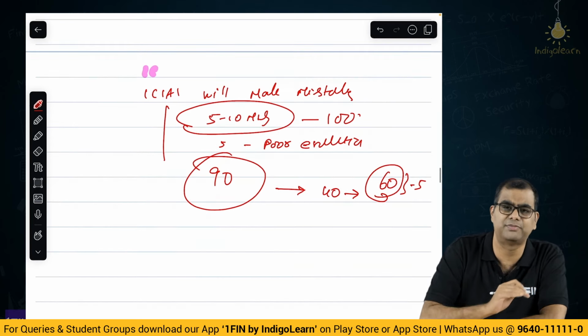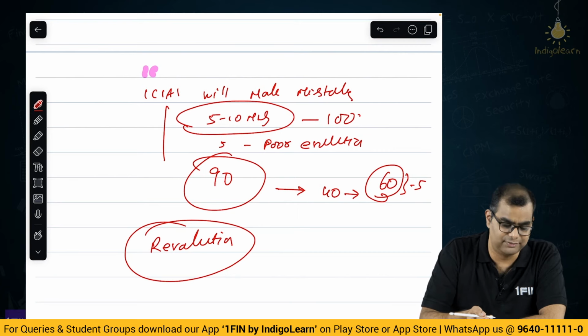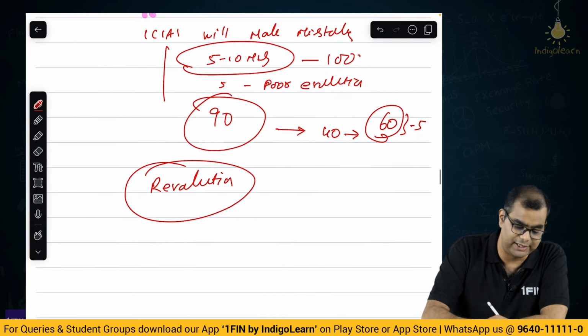I feel ICAI is being very, sorry to use the word, very moronic or stupid by not doing revaluation. They should allow revaluation. What is this nonsense? It is very clear that they made a mistake. Why don't they allow it? Now you see one more part, I have one more funny thing to tell.